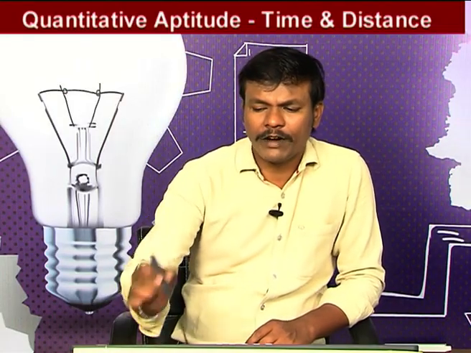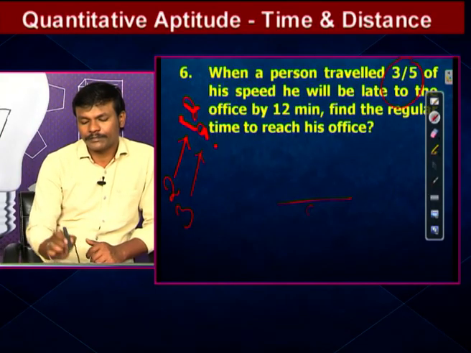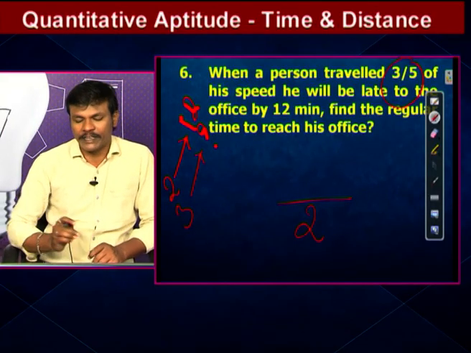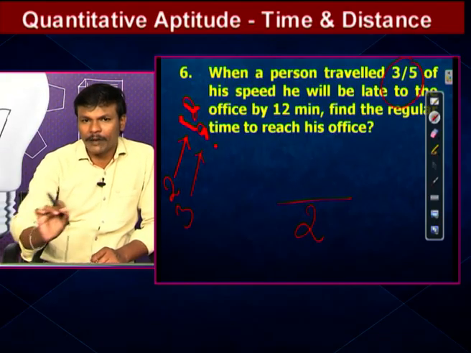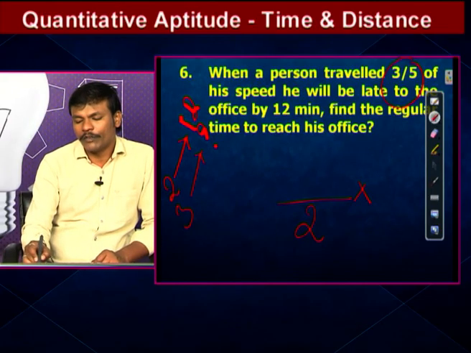Simply remember that in this 3 by 5 of speed, the numerator is the regular or usual time, the denominator is the present time, and the difference between both is the late or early time. So when the late or early time is given, the difference between the denominator and the numerator is 2 parts, and that is 12 minutes.